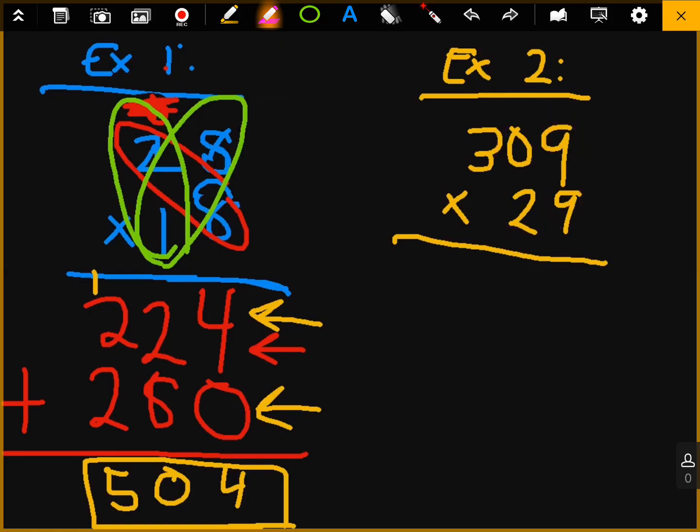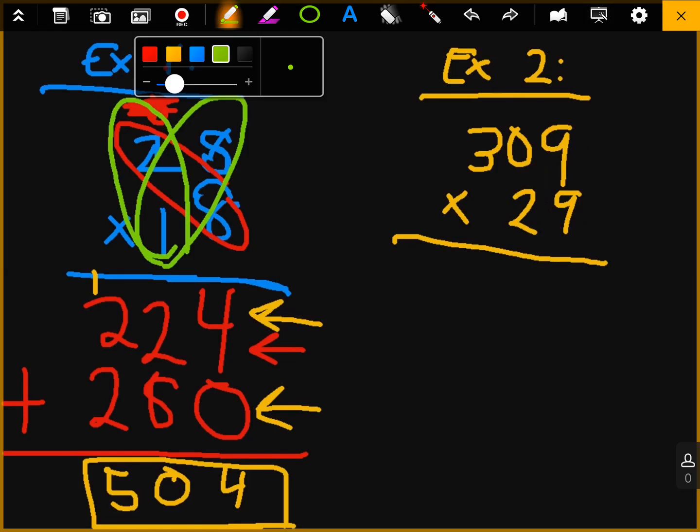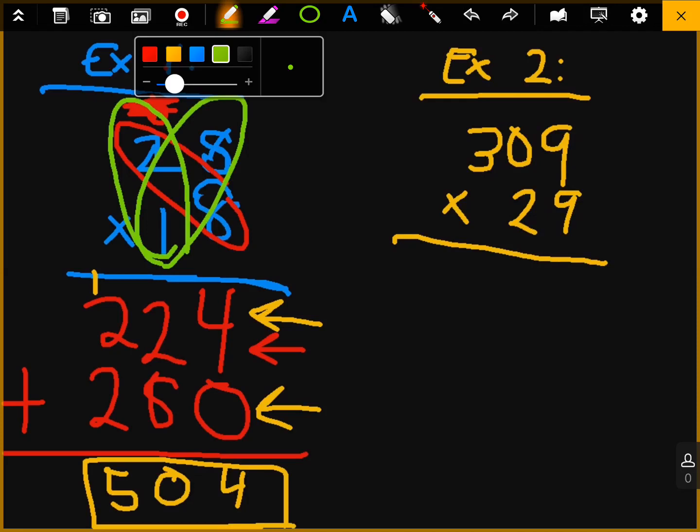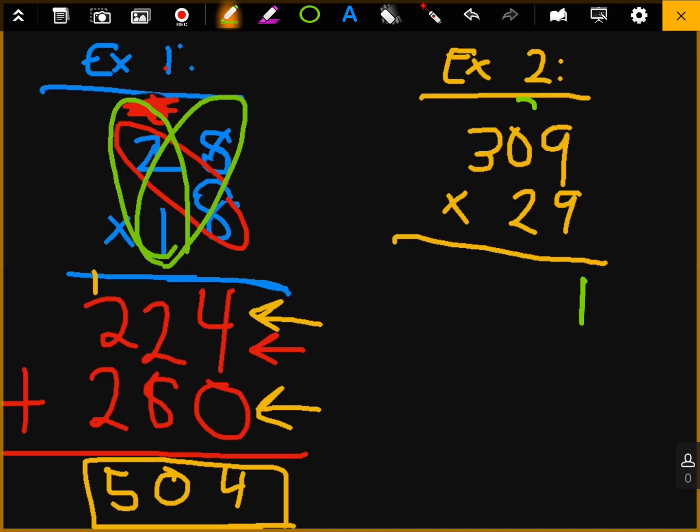Okay. So let's go ahead and get to it. We multiply the 9 times the 9, the 9 times the 0, and the 9 times the 3. 9 times 9 is 81. The 1 goes here. The 8 gets carried over. 9 times 0 is 0, plus that 8 makes it 8.